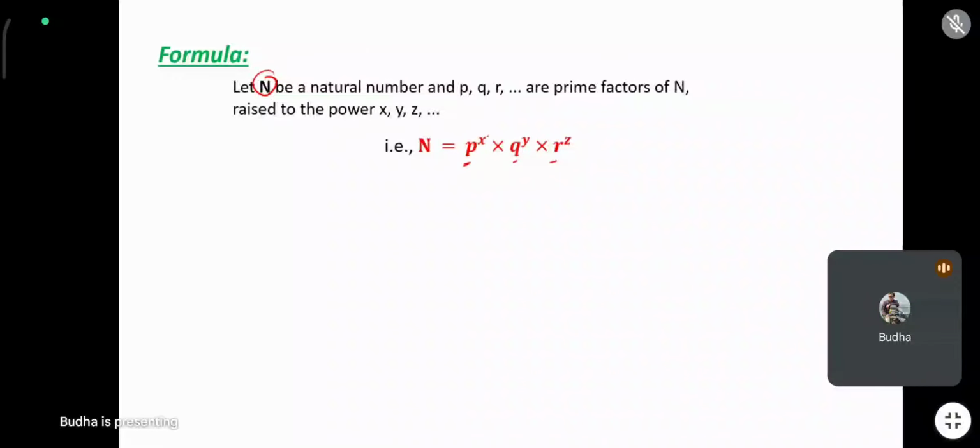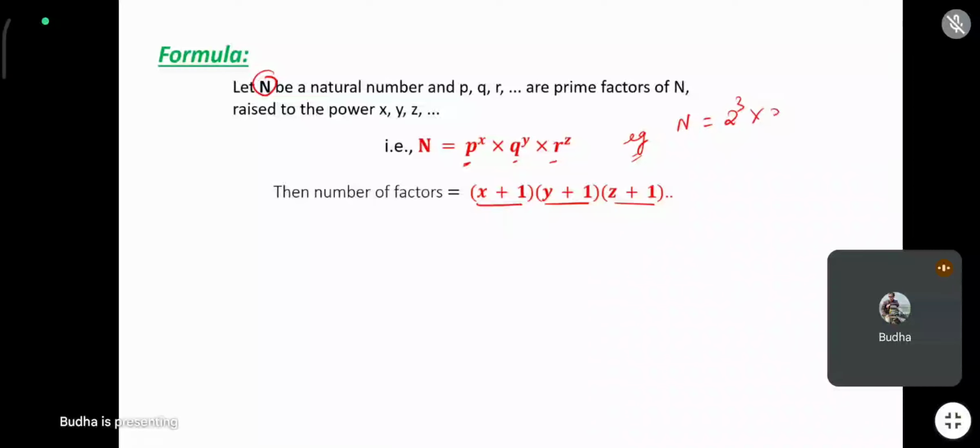Right? So whatever power comes, if it is 2, then we write 3, because 0, 1, 2. So I can formulate something like this: whatever power comes, add 1 to it. For example, if my number is something like this, 2 cube into 3 square, what will I write the number of factors as? 4 into 3, which is 12. Correct? So this is plus 1, plus 1.